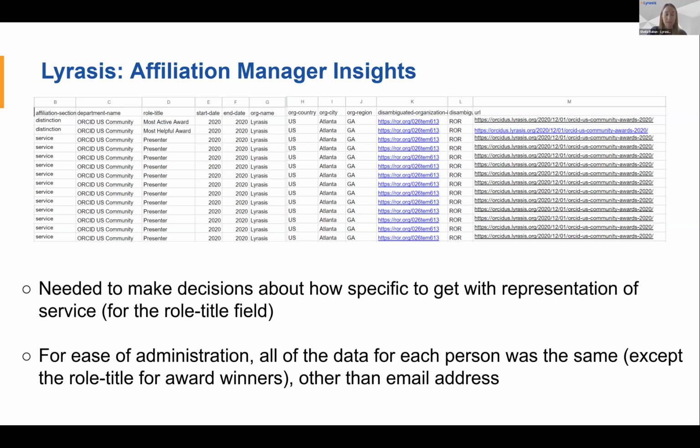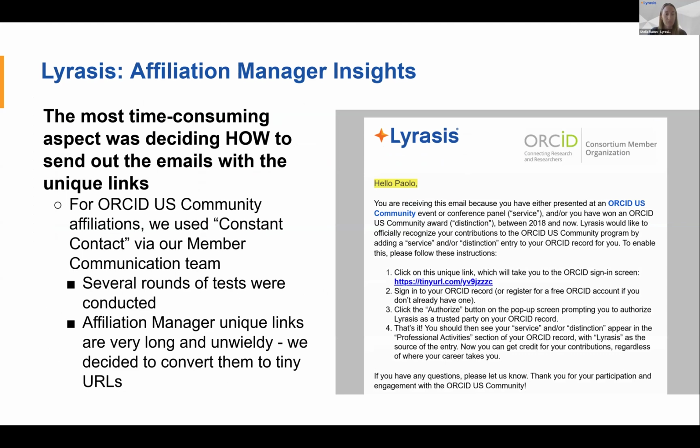All right, so on the next slide, I would say the most challenging thing that we had to figure out was how to send the emails out to each individual person to get them to click on their unique link and give us approval. And because we were working with a backlog of about 80 people, we decided to use a mail merge tool called Constant Contact, and we had to work with our member communications team at Lyrasis to do this. So we had to do several rounds of testing to make sure it was going to work correctly.